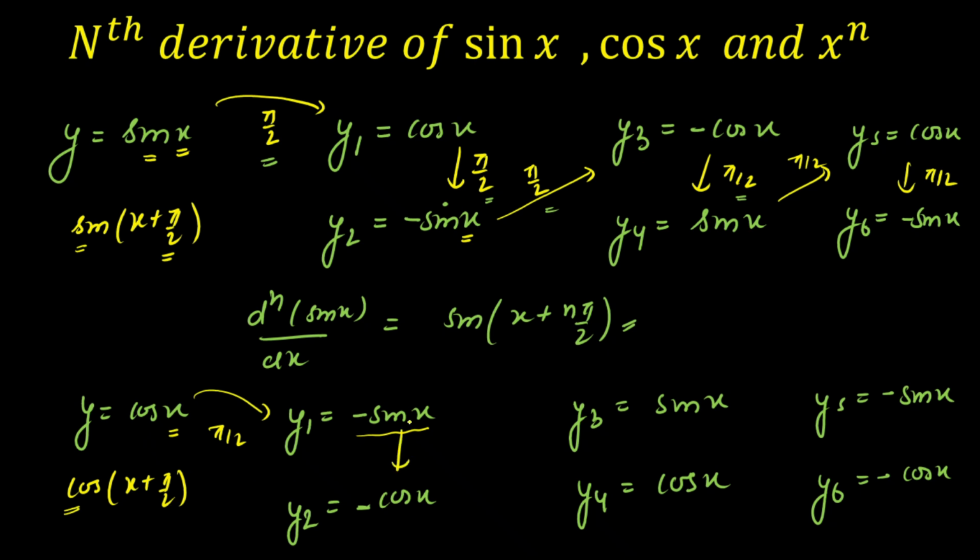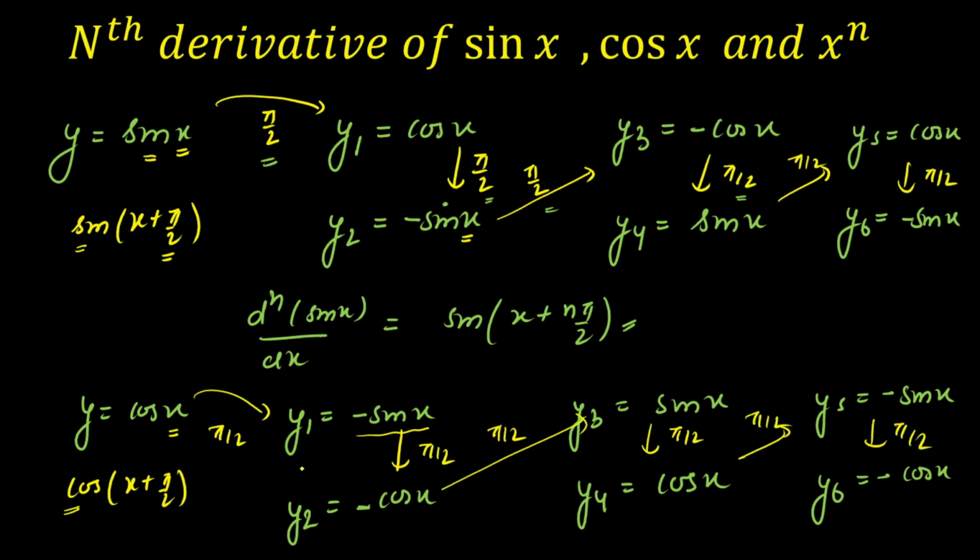Similarly, if I differentiate cos of x again, I'm adding one more angle of pi by 2 in x. Again, if I add one more angle, that is pi by 2, I'll get the next derivative, and this cycle goes on, as you can see here.